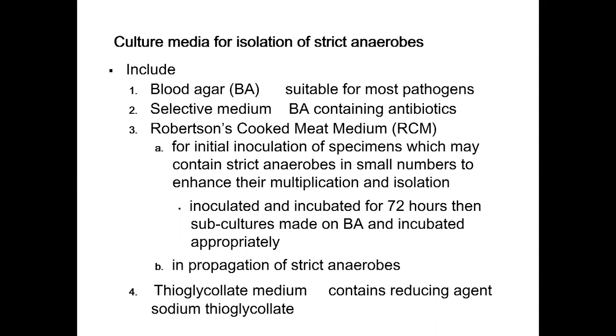One, it can be used for initial inoculation of specimens which may contain strict anaerobes in small numbers to enhance their multiplication and isolation. So in this sense, it acts like an enrichment medium. So part of the specimen is inoculated to enable the few organisms to multiply, to increase in number. And when they are more, then the chances of picking them and culturing on a solid medium are increased. So initially, inoculation is done and incubated for 72 hours. Then subcultures are made on BA and incubated.